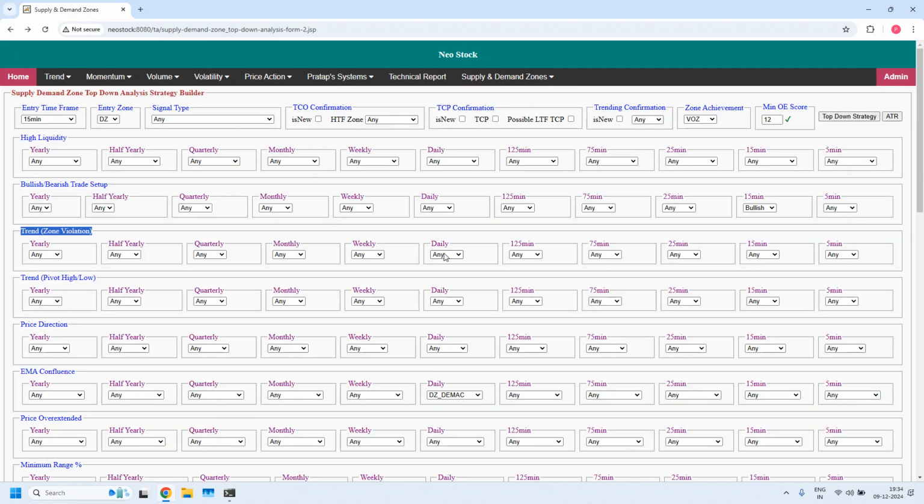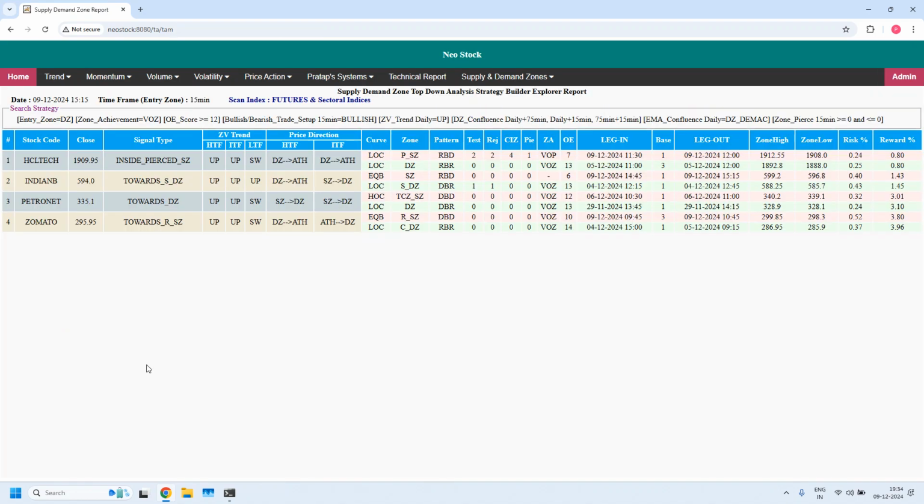In the zone violation trend at daily time frame, I am selecting uptrend stocks because this is a bullish trade setup. So we got 4 stocks. Sideways trade setups at the HTF time frame are eliminated. These 4 are even more high probability trade setup supported stocks. Okay, this is about a bullish trade setup for daily income trade.